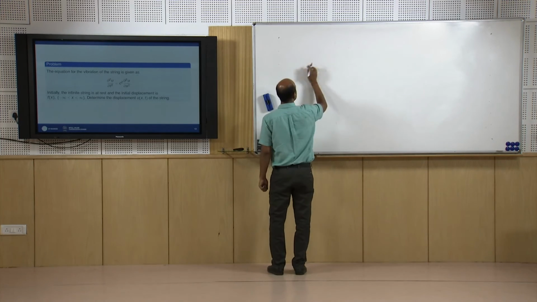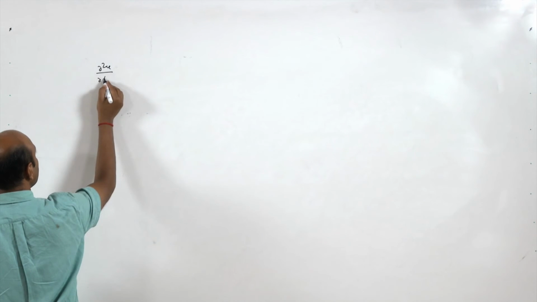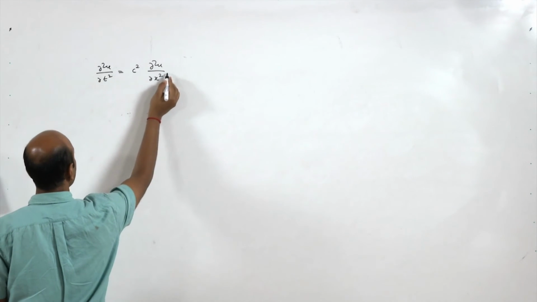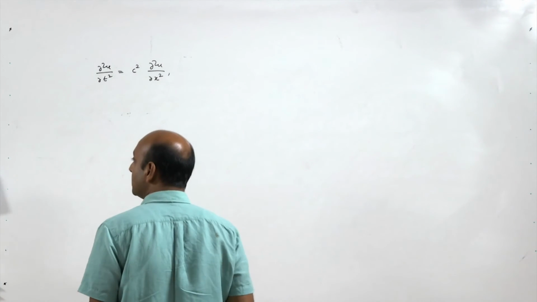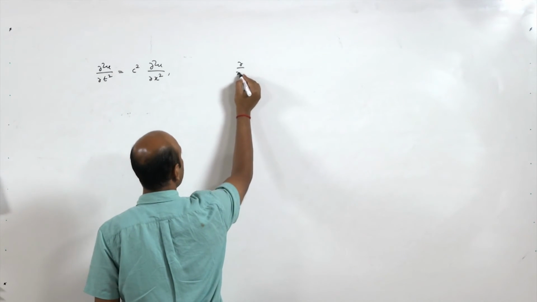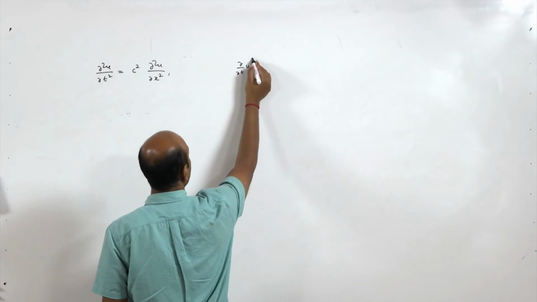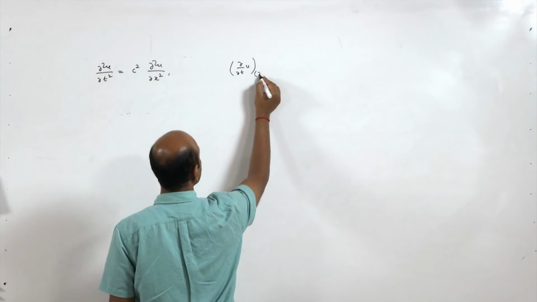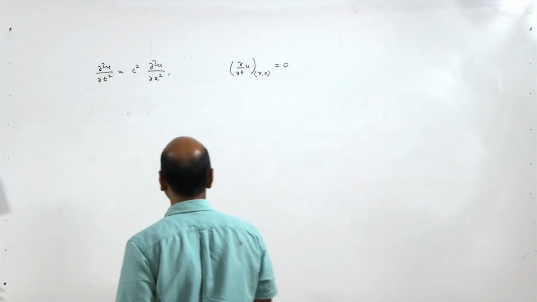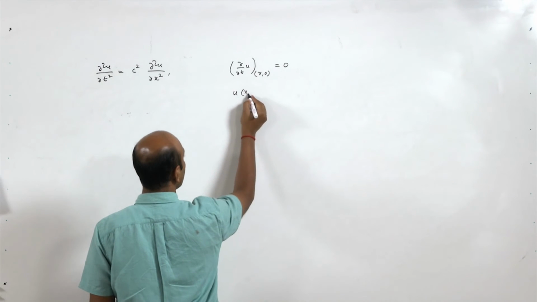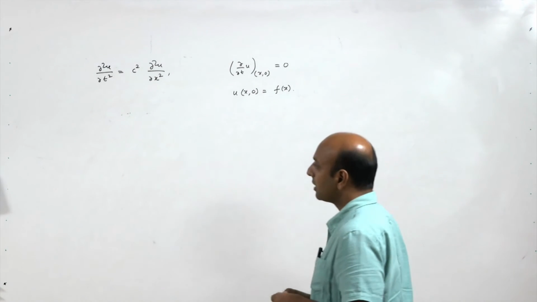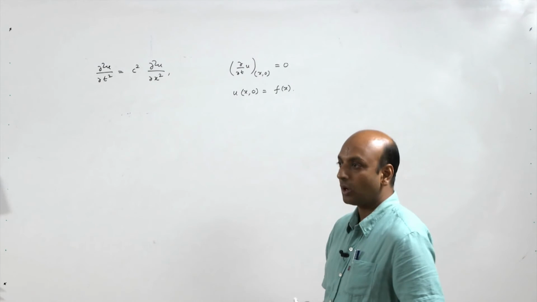So, what is the problem? Del square u upon del t square is equal to c square del square u upon del x square. And initially the infinite string is at rest. So, that means del u by del t at (x, 0) is 0, and the initial displacement is f(x). That means u(x, 0) is f(x). So, these are the conditions given to you, and x is varying from minus to plus infinity. You have to solve this equation.